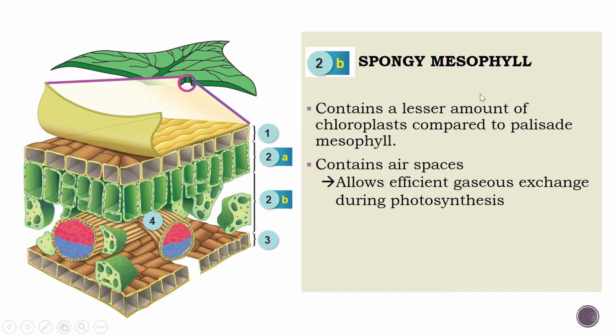Tapi, for Spongy Mesophyll, it contains a lesser amount of chloroplast. Di sini kurang sikit, dia berada di barisan kedua ini. Dan juga, dia mengandungi banyak air spaces. Banyak ruang-ruang kosong berbanding yang just now, this one doesn't have any space in between them. But this one has got a lot of air spaces. So, what's the reason? It is to allow efficient gaseous exchange during photosynthesis.